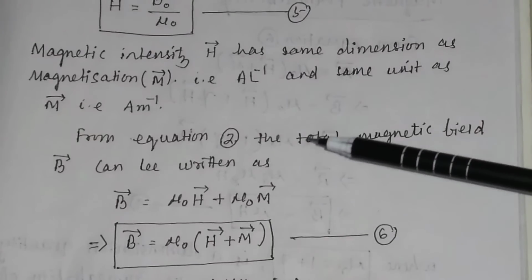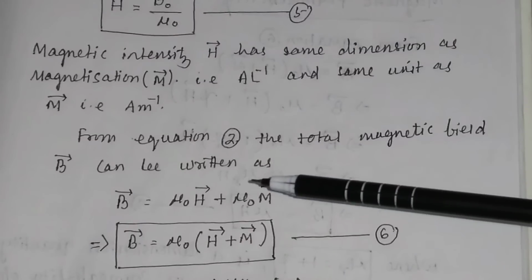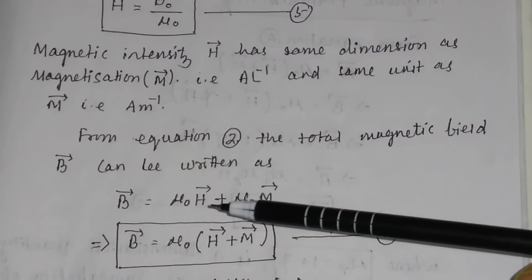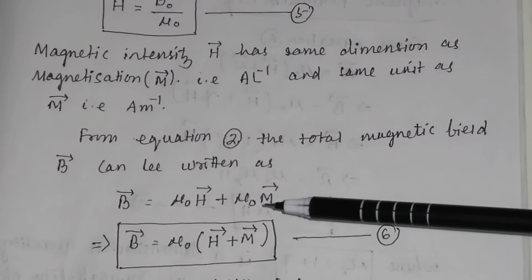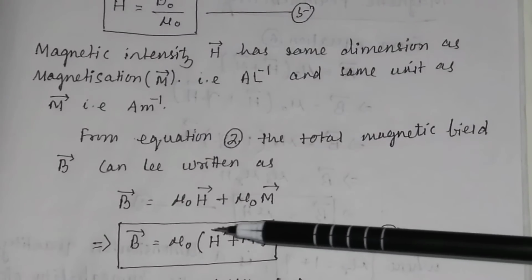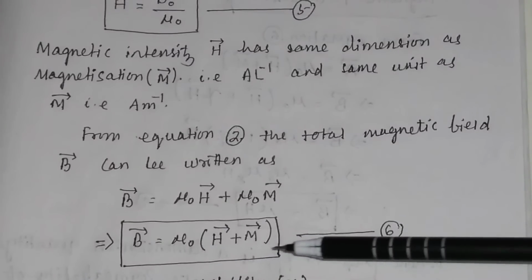Now from equation 2 we have B equal to B0 plus Bm. Instead of B0 if you substitute mu0 H, and instead of Bm if you substitute mu0 M, then you can write B is equal to mu0 into H plus M.